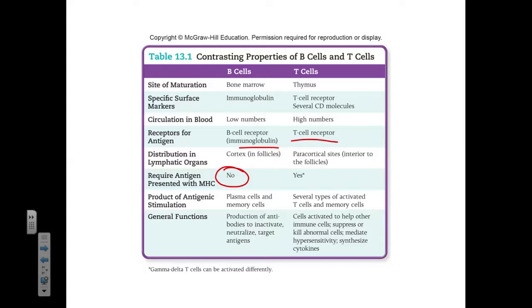Our B cells produce plasma and memory cells, whereas the T cells produce multiple subtypes and memory cells: the helper T, cytotoxic T, the regulatory T, and the gamma delta T. Our B cells, generally speaking, are going to make antibodies to neutralize antigens, whereas the T cells are going to destroy abnormal cells, synthesize cytokines, and help mediate viral infection responses.